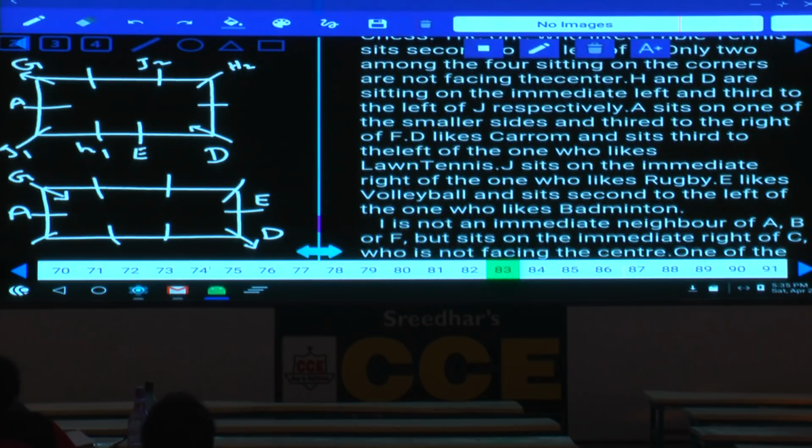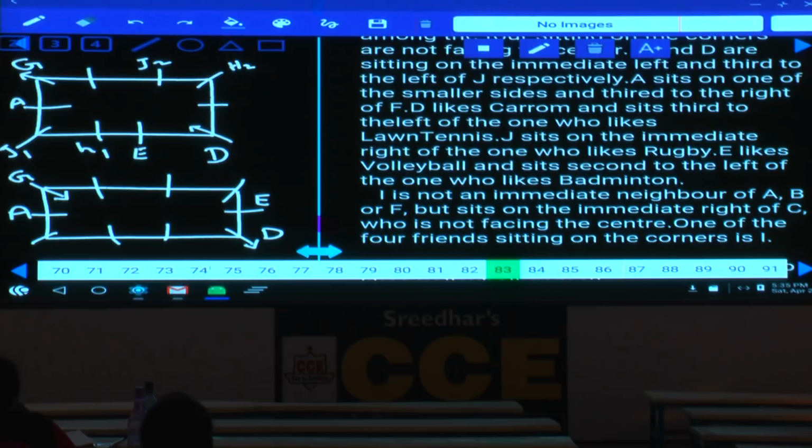A sits on one of the smaller sides and third to the right of F. Now this A is seated third to the right of F. As A is seated third to the right of F, tell me, now as A is here, third to the right of F, as E is already here, isn't it? Third to the right of F is not possible at this place, hence F must be here. Are you following this one or not? If A is here, then F must be here.